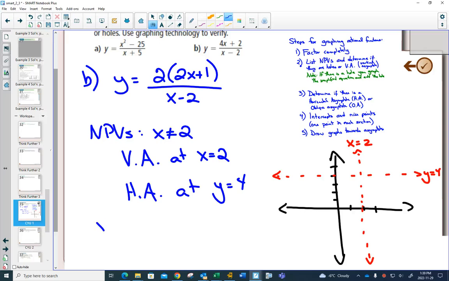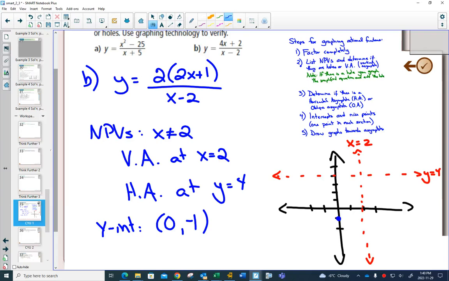The easiest thing to find is your y-intercept. A y-intercept is always when x is 0. So if we plug in 0 for x, the mental math is not hard. You'd get plus 2 over minus 2, which would be minus 1. That would be a point on our graph. We know that when x is 0, y is negative 1.